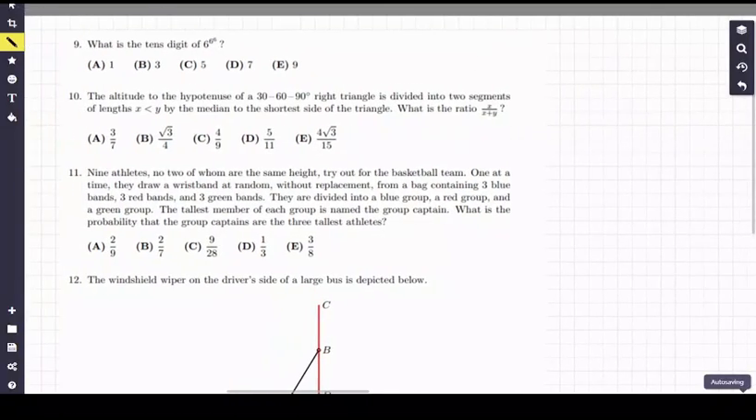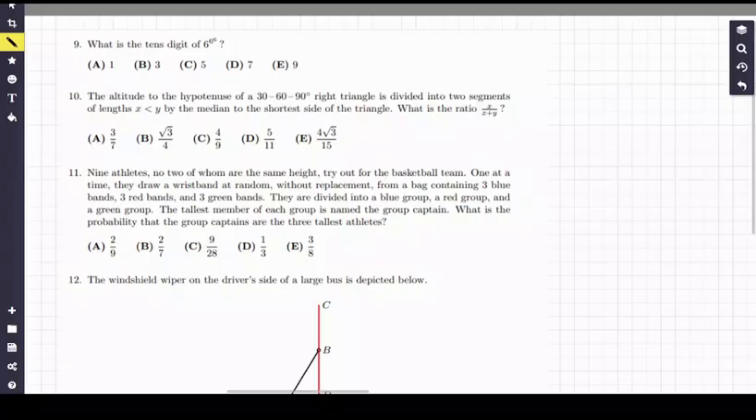9 athletes, no two of whom are the same height, try out for the basketball team. They draw a wristband at random without replacement from a bag containing 3 blue, 3 red, and 3 green, dividing them into blue, red, and green groups. The tallest member of each group is named the group captain. What is the probability that the group captains are the three tallest athletes out of the entire 9?